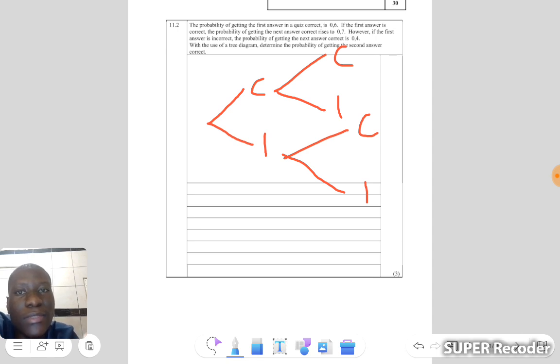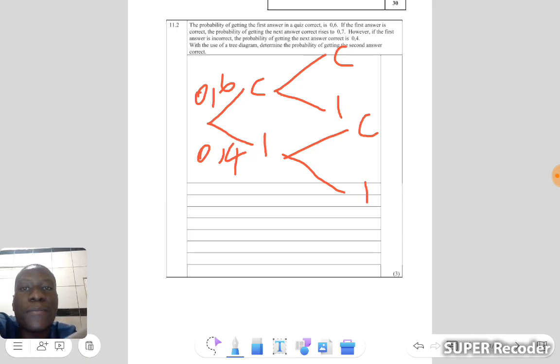correct is 0.6. So here they've told us it is 0.6 because they said the probability of getting the first answer in a quiz correct is 0.6. This is the first answer, 0.6. Because this is just a tree diagram between correct and incorrect, you know that when you add these two, it should give you 1. So 1 minus 0.6 is 0.4. That means here it will automatically be 0.4.